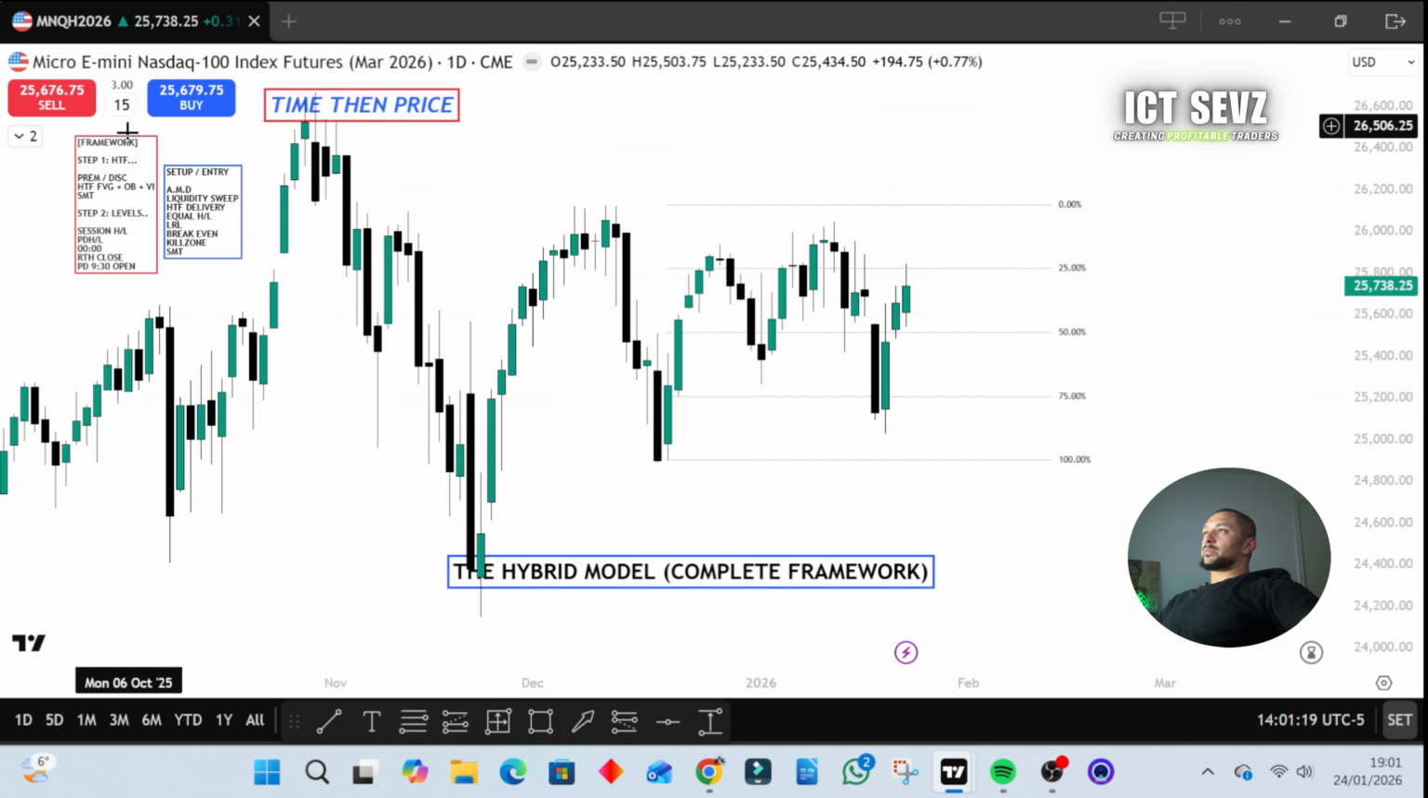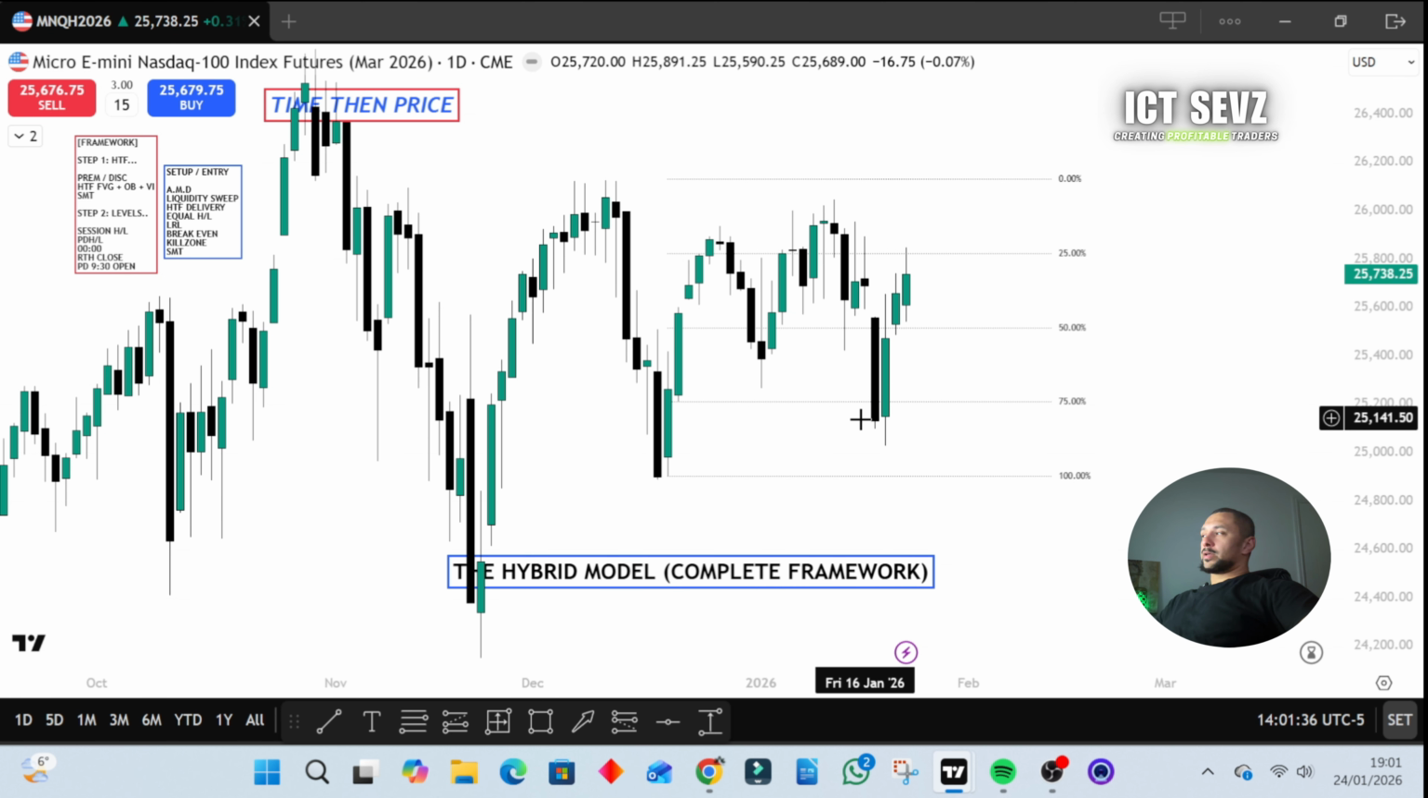Once I've got my higher time frame premium and discount marked out, I'm looking for higher time frame fair value gaps, order blocks, and volume imbalances. If we're right down here, for example, and we've got this new week opening gap here, then of course we're looking for longs anyway, because we're at a discount and we've got this new week opening gap. That's going to be our target. As long as we're down here, that's the target, you know, simple stuff.